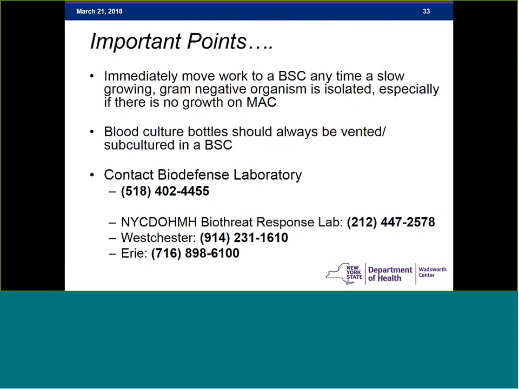Just some key points to remember. Immediately move work to a biosafety cabinet anytime a slow-growing gram-negative organism is isolated, especially if there is no growth on MacConkey. Blood culture bottles should always be vented and subcultured in a biosafety cabinet. And please contact the Biodefense Laboratory anytime an organism is isolated that could potentially be a biothreat agent.